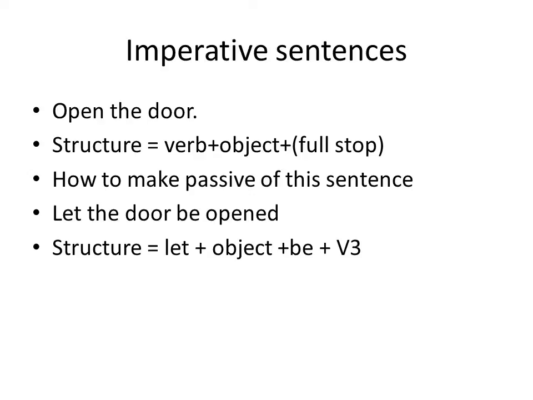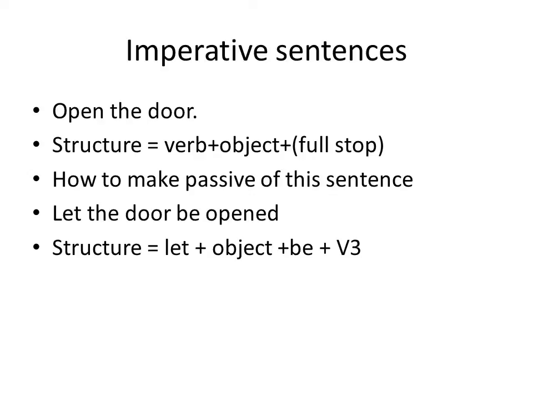How to make a passive sentence of this type of sentence? Start the sentence with let, then place the object, then add be, then add the v3 form, that is the ven form. Now how will it be? Open the door, let the door be opened. We have to take let at first, then the door, it is the object.